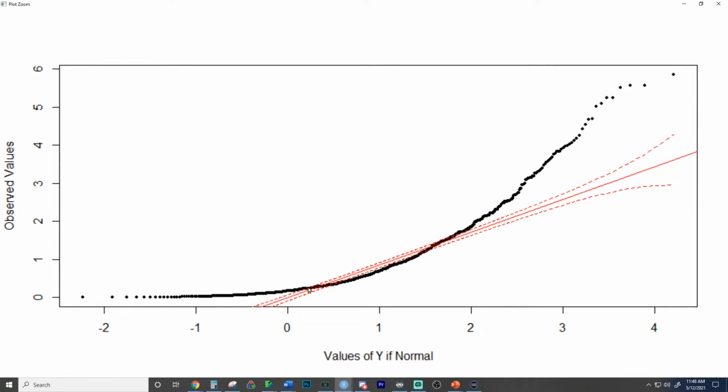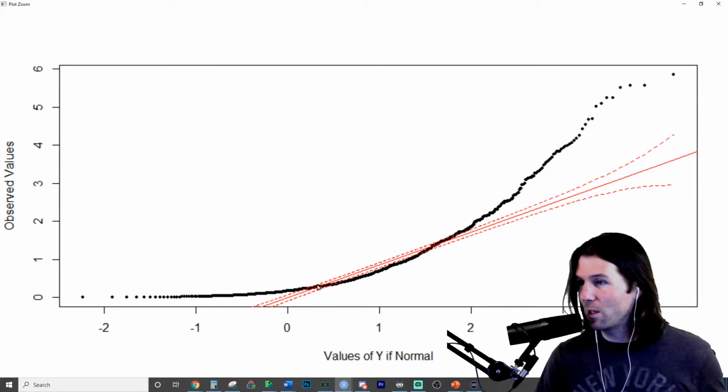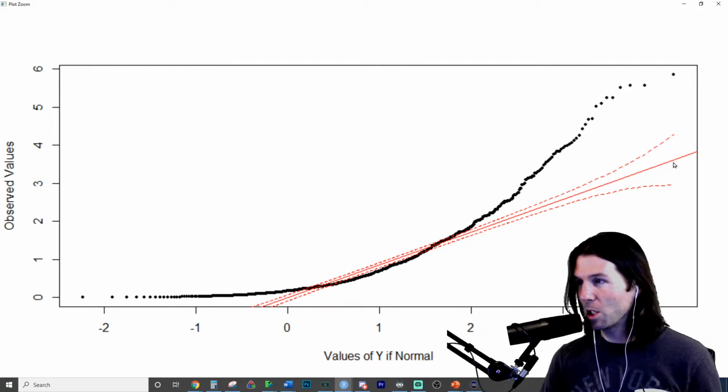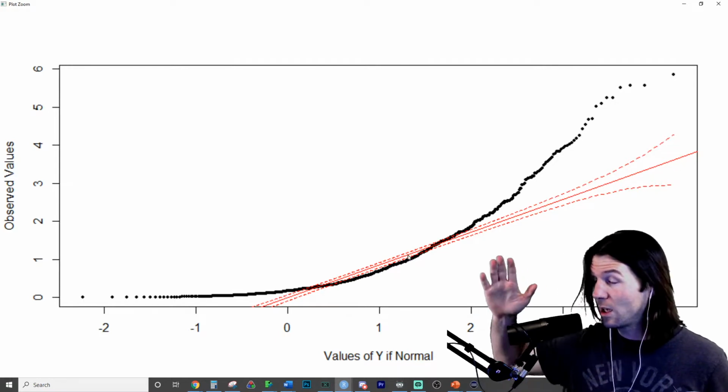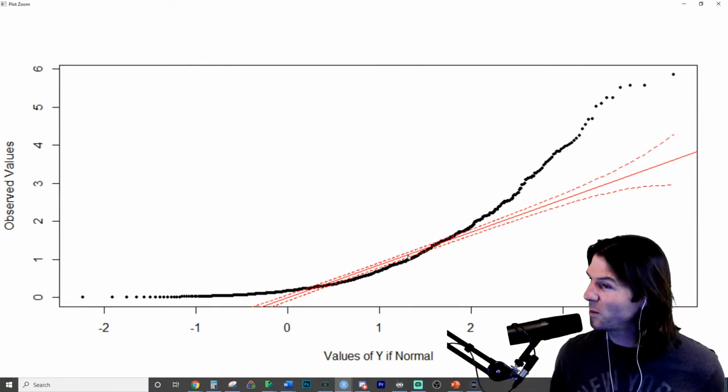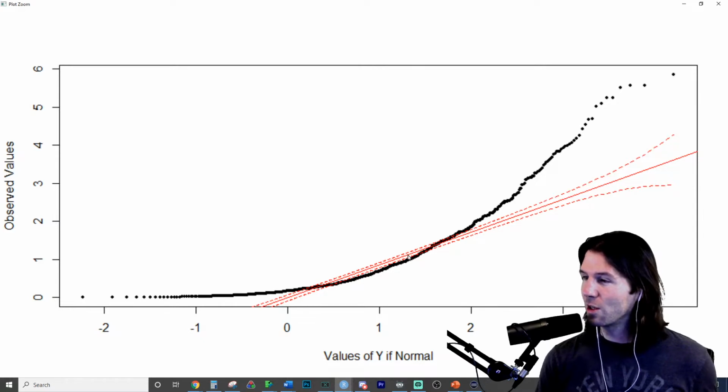Yes or no? What do you think? Drink some coffee right here. Do you think this follows the normal line? If I asked you to draw along the red line, would you say that person did a good job and followed the normal line? That follows the straight line that dictates if something is normal, and whether or not we think it's normal, from a normal probability plot. What would you say? Good job or bad job?